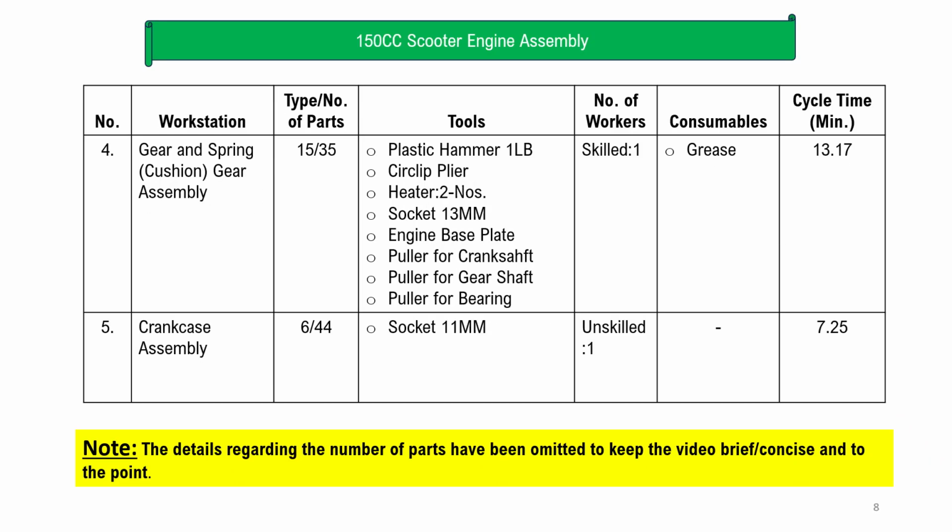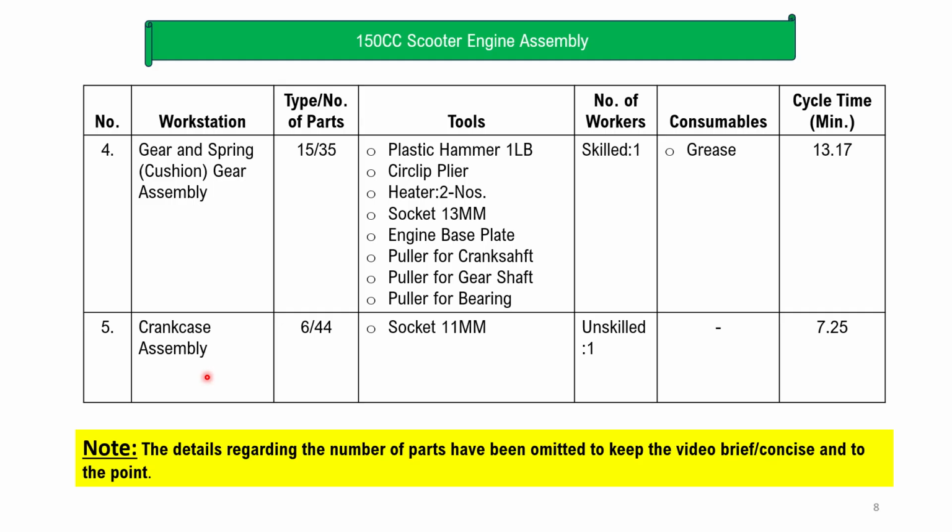Process number 4. Gear and spring gear assembly. Type of parts 15, number of parts 35, and the tools required are plastic hammer 1 pound, circlip plier, heater 2 numbers, socket 13 millimeter, engine base plate, puller for crankshaft, puller for gear shaft, and puller for bearing. One skilled worker is required and consumable requirement is grease. Overall cycle time is 13.17 minutes.